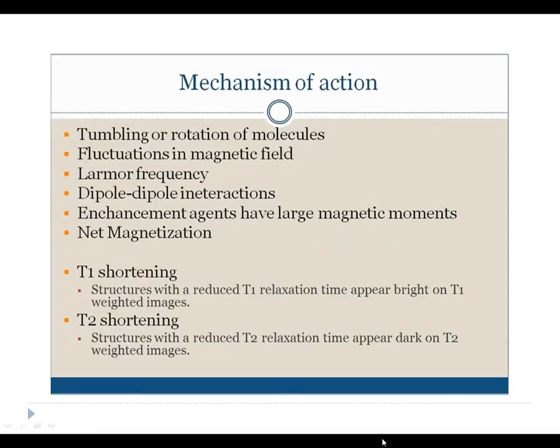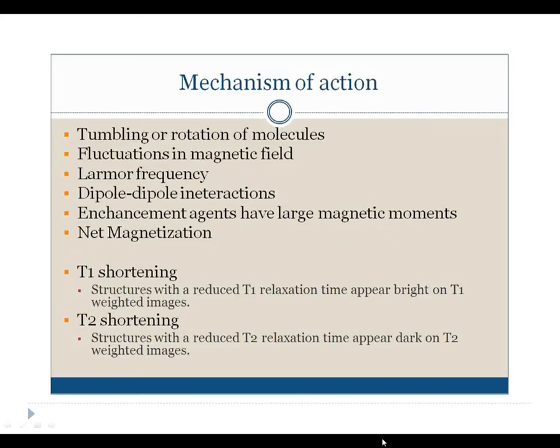Net magnetization refers to the low energy protons in the patient's body that are aligned within the main magnetic field. Just remember that the contrast agent actually develops its own magnetic field and therefore shortens the T1 and T2 relaxation times in the tissues around it.